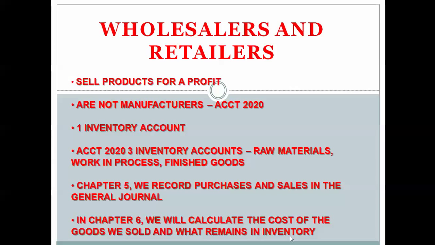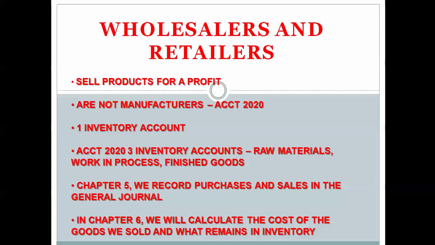So in Chapter 5, we are looking at businesses who serve as wholesalers and retailers. These are businesses that sell their products for a profit, either directly to the consumer or to another business. They are not the manufacturers. You'll be learning about manufacturing in Accounting 2020. And thus they only have one inventory account, that account which houses their inventory, the products that they will be selling in order to earn a profit to run the rest of their business.